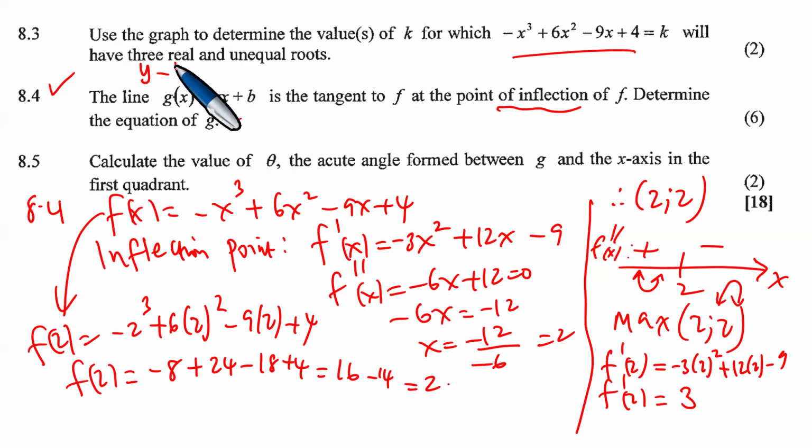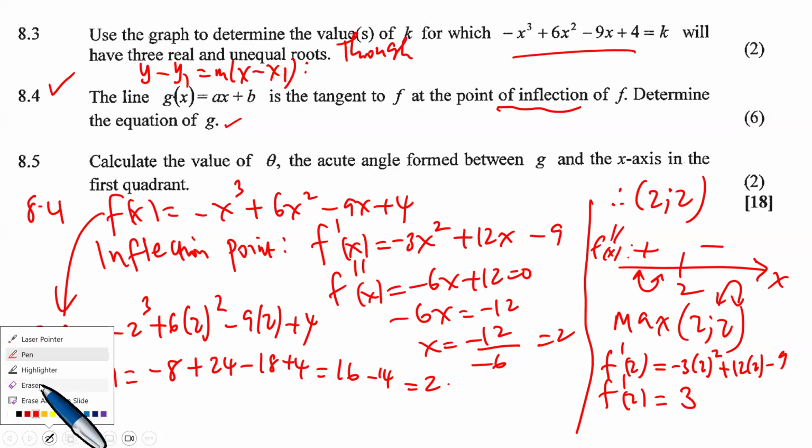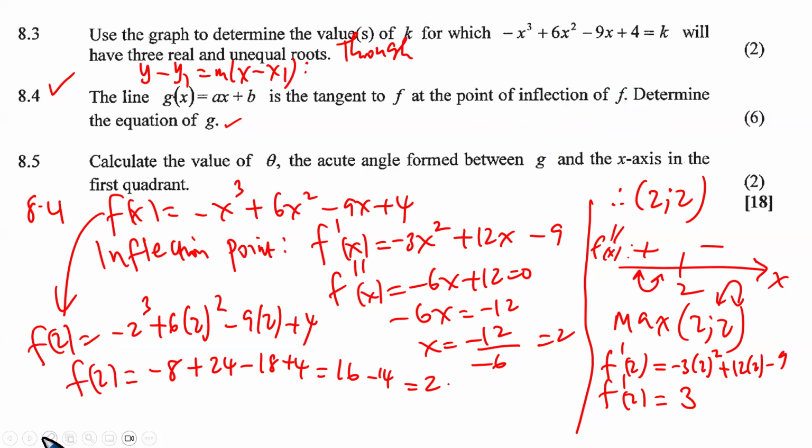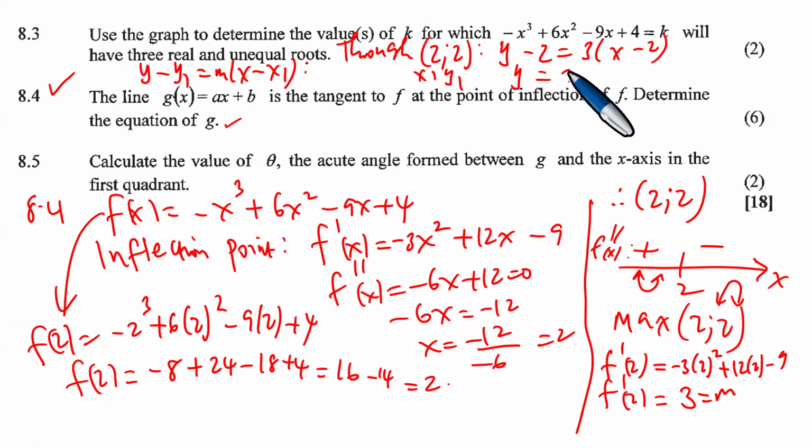So that you have y minus y1, which is m into x minus x1. Okay, so it passes through 2, 2, but this is the gradient. So if you have this one as x1, y1, so it's y minus 2, the slope is 3 into x minus 2. y equals 3x minus 6 plus 2, which is minus 4.